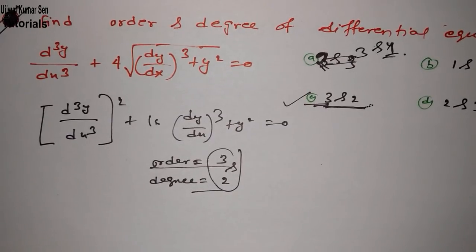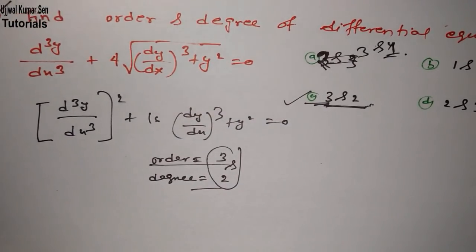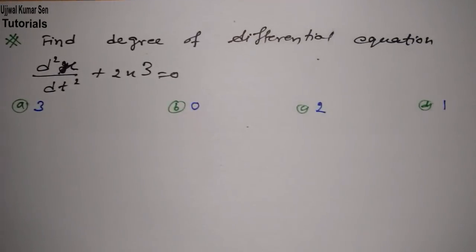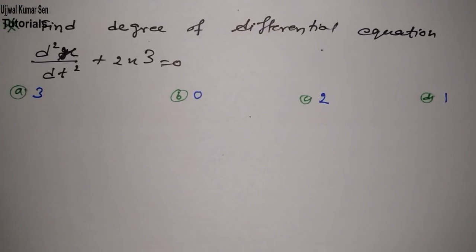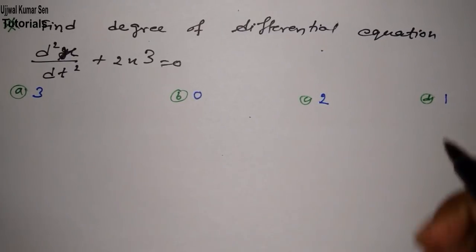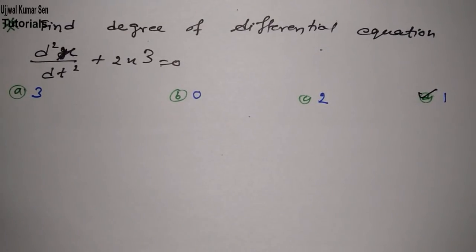Now we'll move towards the next question. Probably this question is also simple. In this question we are asked to find the degree of the differential equation. This is a simple question. Now think about it, we have only a single derivative. So its order is 2, no need to see maximum or minimum. And you don't have a square of this derivative, which means its degree is 1. So option D is again the right answer for this question.